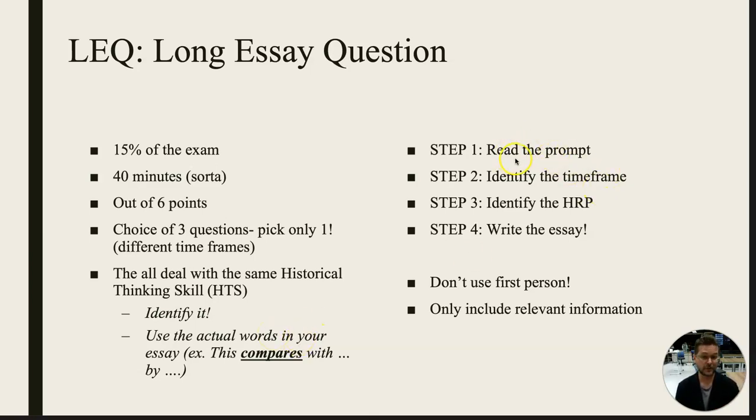So step 1, you're going to read the prompt. Step 2, identify which time frame you're going to go for. Step 3, identify the historical reasoning process, and then you're going to write the essay. A couple of other little tidbits: as you know, don't use first person, right? And generally, you don't need to do that. And then only include relevant information, right? You do want to have lots of information in there, but only stuff that is relevant to the prompt. Don't talk about the Americas or Oceania if the prompt is about Afro-Eurasia, okay?